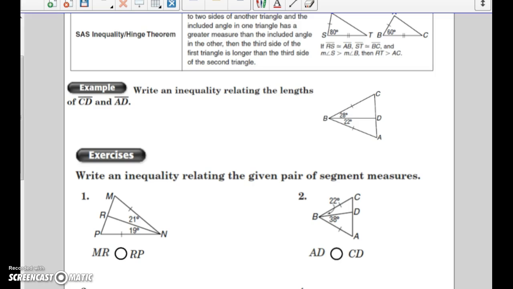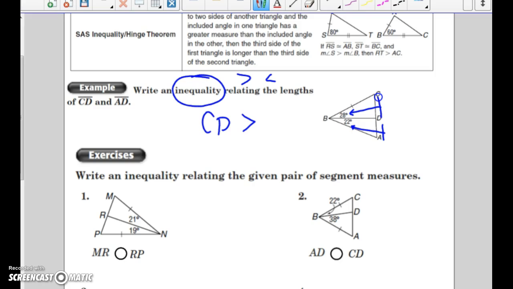Okay, so watching here, if I'm comparing CD and DA, I need to write an inequality. What does inequality mean again? They're not equal, which could mean greater than or less than. Good. So which one's bigger, CD or DA? We're looking at what's across from it. So CD is greater than AD. Right?